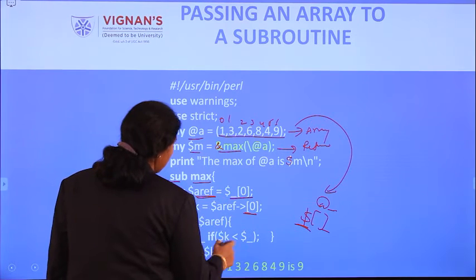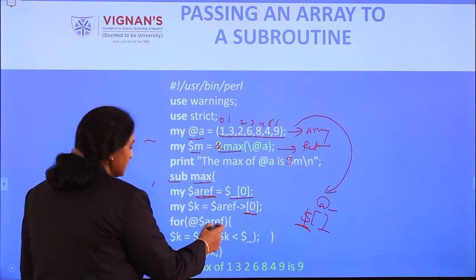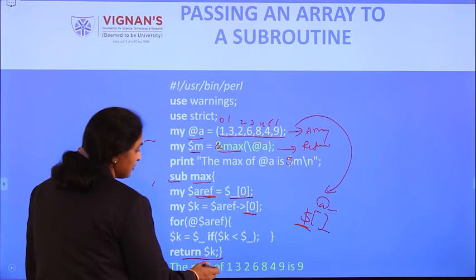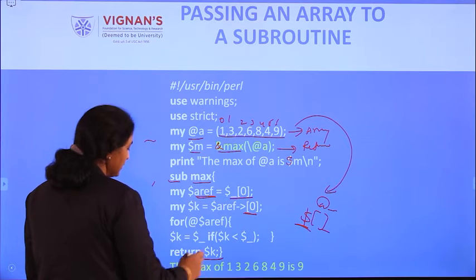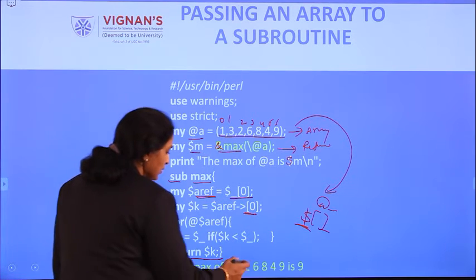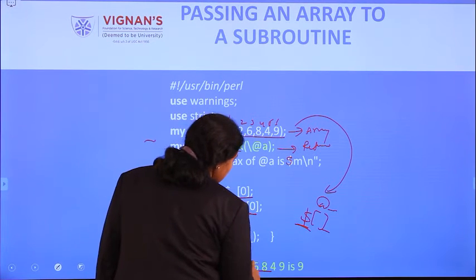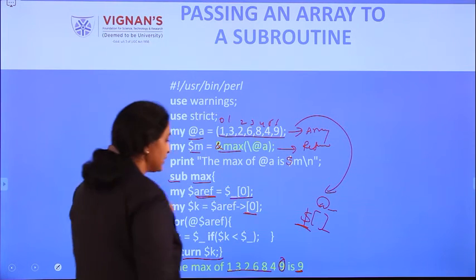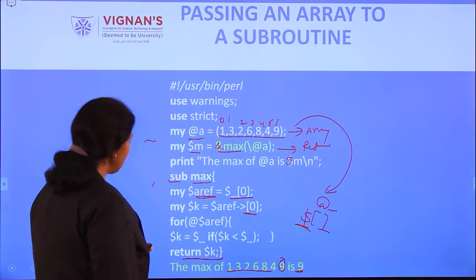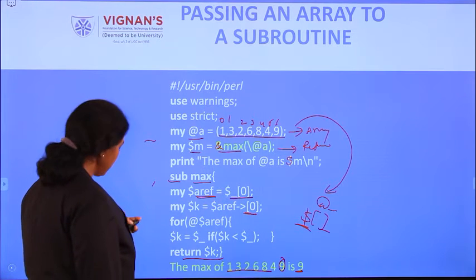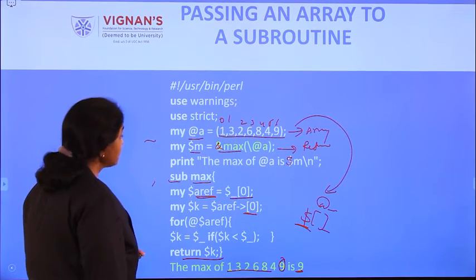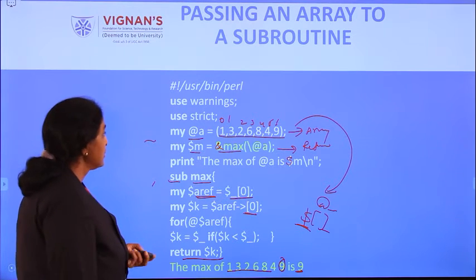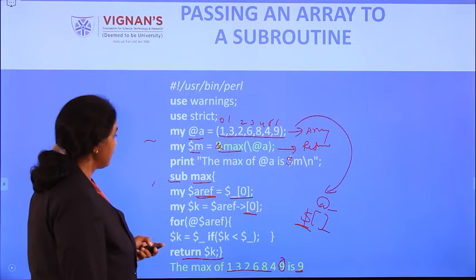Now here you are comparing. First passing each element and comparing, and returning the maximum value, which you are writing here with the help of the max function. So out of 1, 2, 3, 6, 8, 4, 9, 9 is the maximum that you are going to print here. So this is how to access the elements and how to find out a certain function on the elements by using the reference.